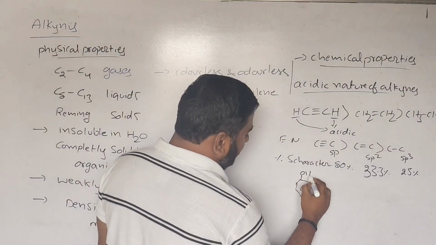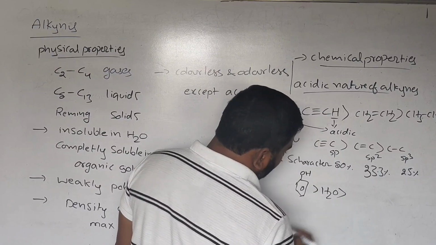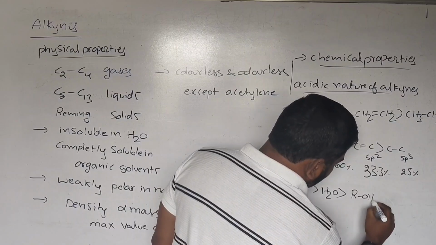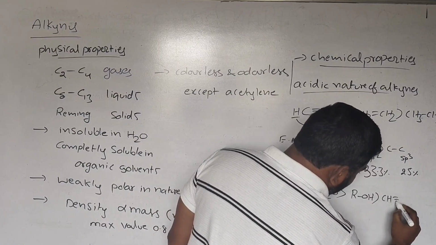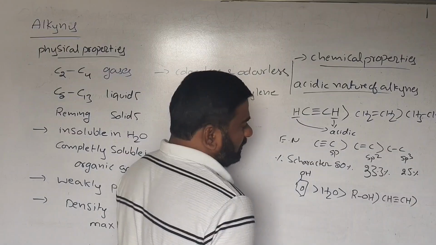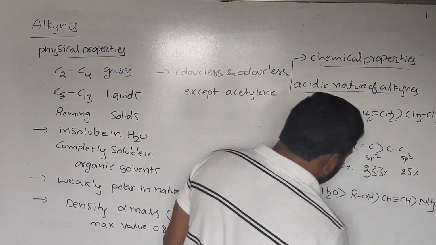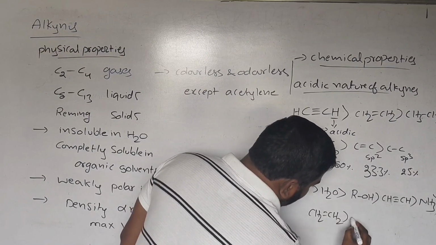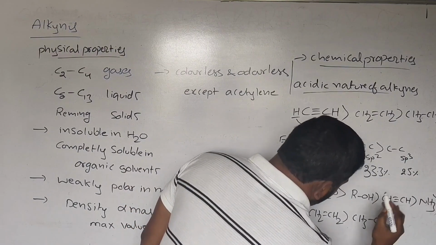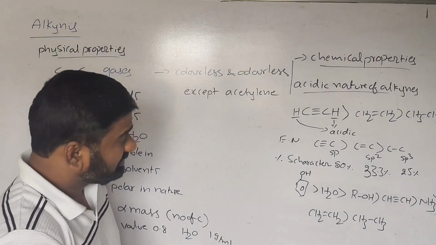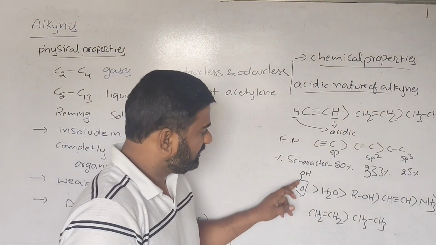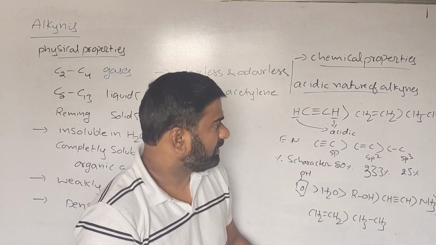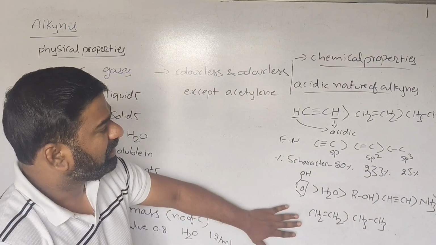Acidic order of some examples: phenol is more acidic than H2O, H2O is more acidic than alcohol, alcohols are more acidic than alkynes, then NH3, then alkene, later alkane. So this is the weak acids acidic order. This is the introduction to the acidic nature of alkynes.